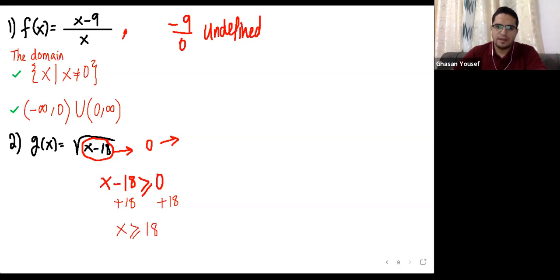So the domain should be all values greater than or equal to 18. Makes sense? Again, inside the radical must be 0 or positive, cannot be negative. This means x minus 18 is greater than or equal to 0. And this is linear inside. As we learned last time, we should move all numbers to one side and all variables like x to another side. So we add 18 to both sides. Now I get x is greater than or equal to 18. And this is my domain.